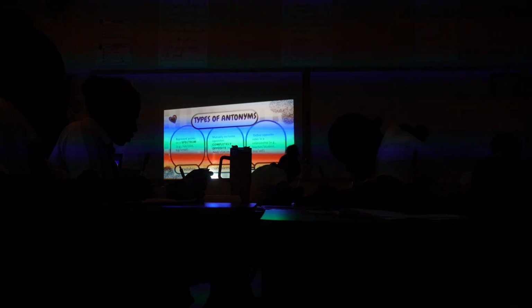Represent points on a spectrum. For example, hot or cold, big or small. Those are gradable or measurable. Next, we have our complementary antonyms. These ones are mutually exclusive opposites. For example, dead or alive, on or off. And finally, we have our relational antonyms. These define opposite roles in a relationship. For example, teacher versus student, buy versus sell.